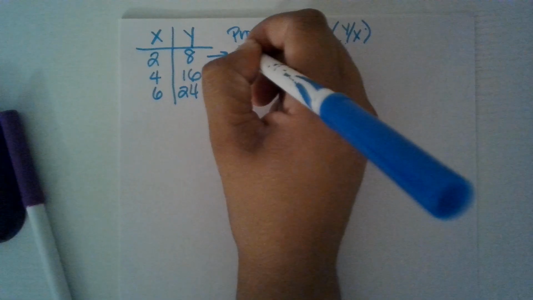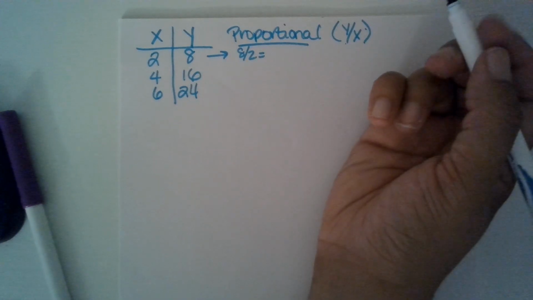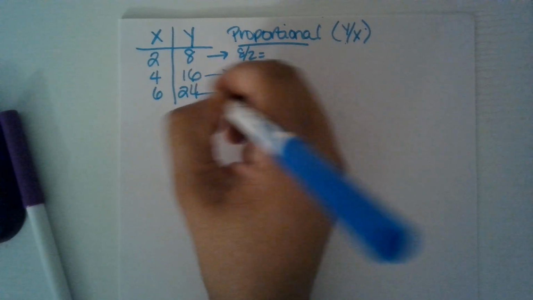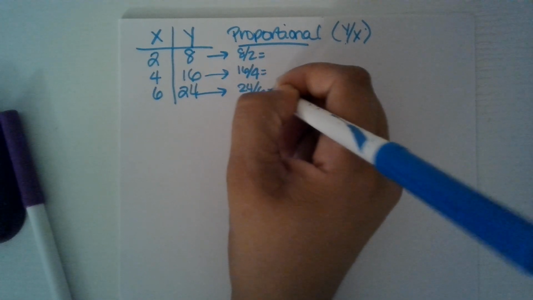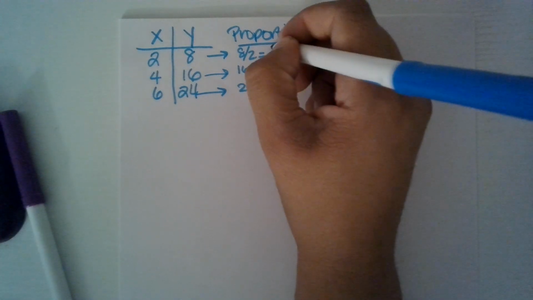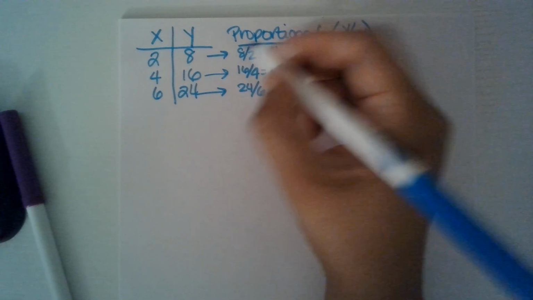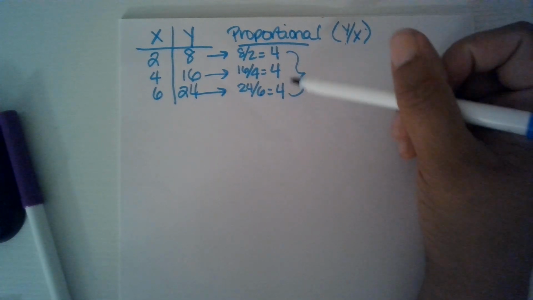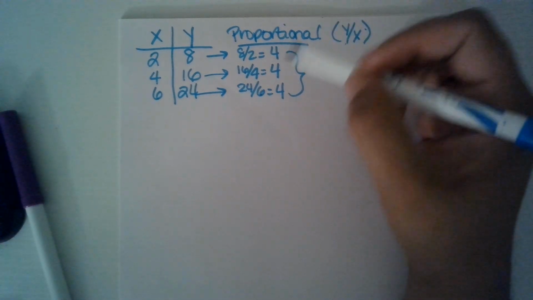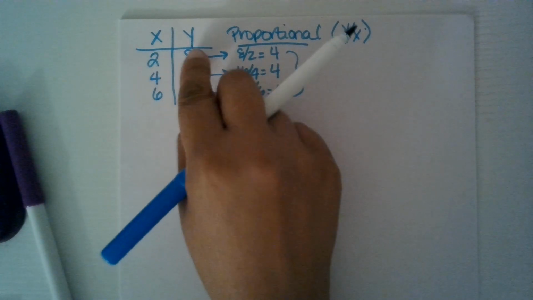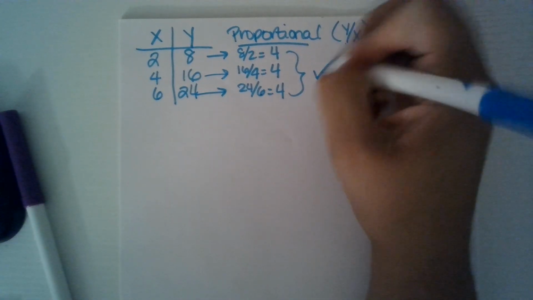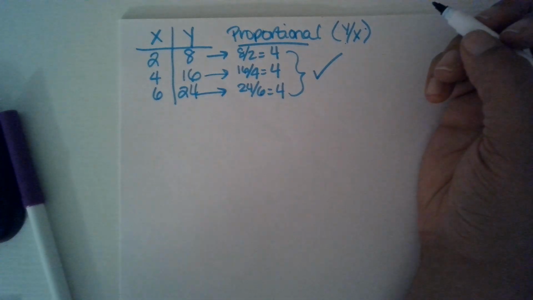So we're going to do 8 divided by 2, 16 divided by 4, 24 divided by 6. Now, 8 divided by 2 is 4, 16 divided by 4 is 4, 24 divided by 6 is 4. If you notice the pattern, all of my values became 4, that means there is a pattern. That means all of my values of X are being multiplied by 4 to give me the values of Y. So, yes, this is proportional.